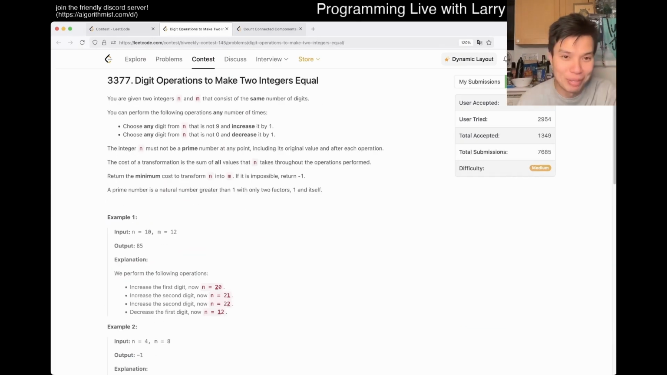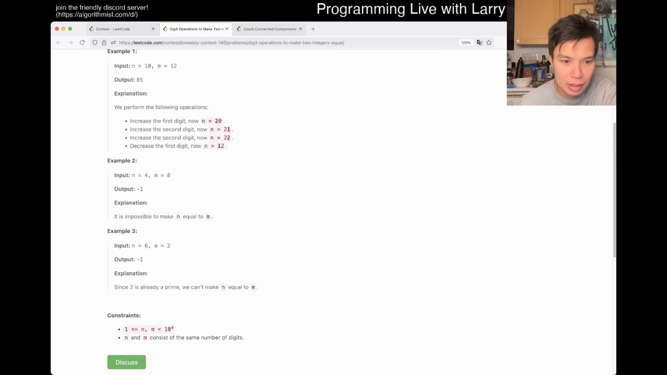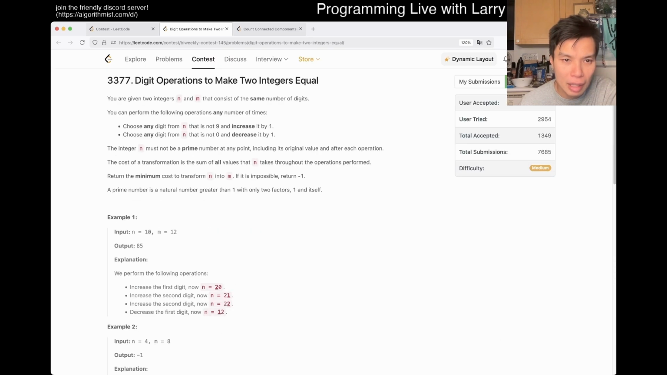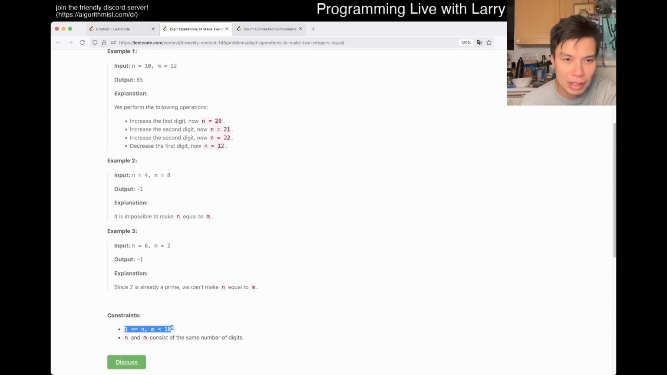Okay, read the problem first before thinking about it. You have two numbers that are the same number of digits. What are the digits? The numbers are up to 10 to the 4.